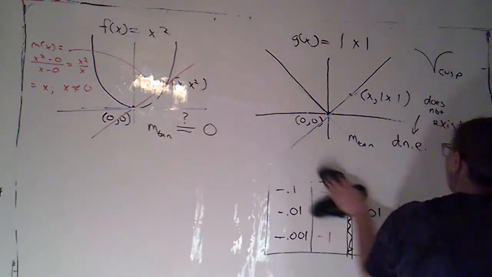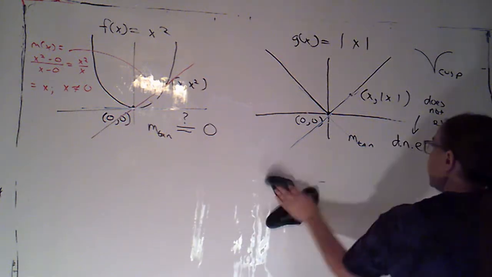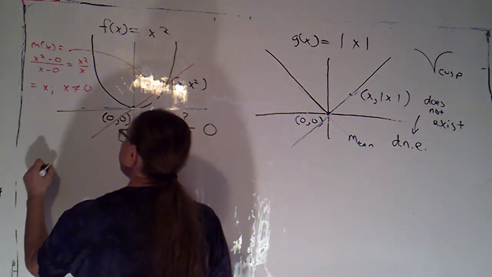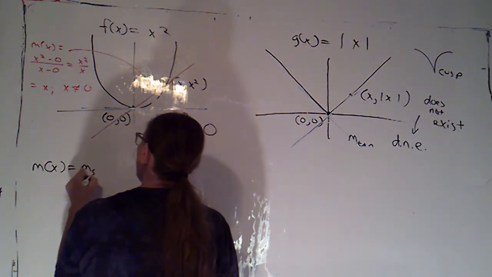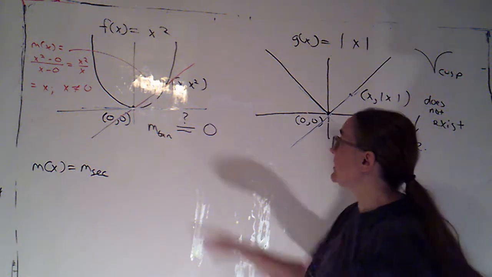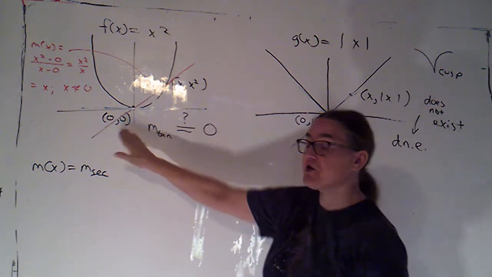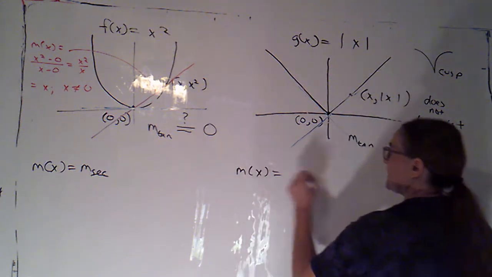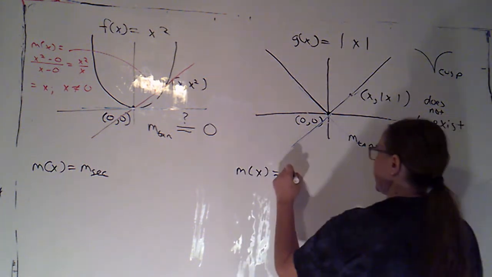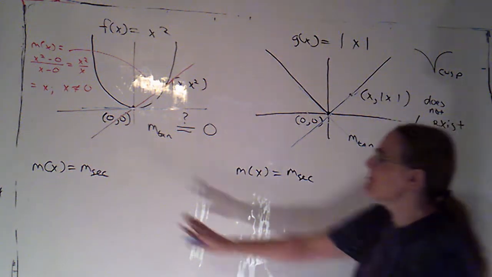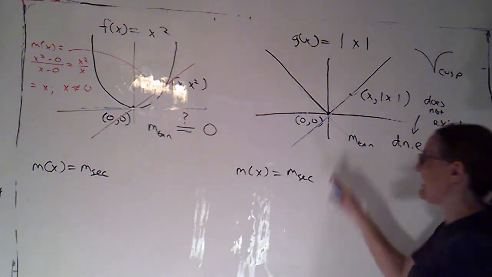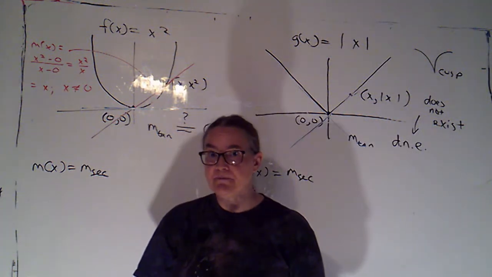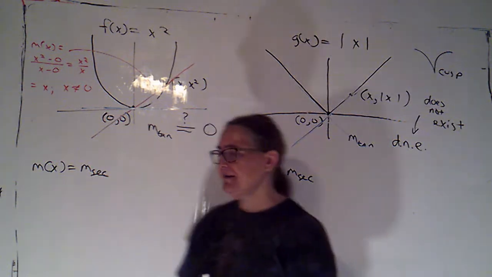So I'm going to have you pause the video again, and what I want you to do is find a formula for m of x, which is the slope of the secant line through an arbitrary point and the origin. I want you to do that for both graphs. I'm going to just recycle the name m of x, but it'll be a different formula when it's secant to the parabola and when it's secant to the absolute value.